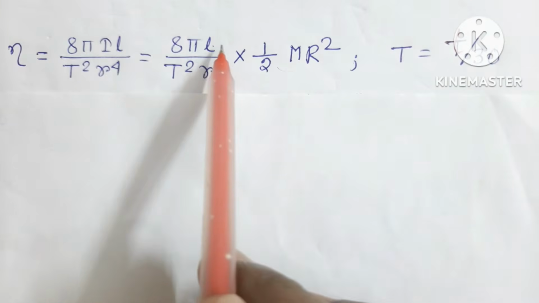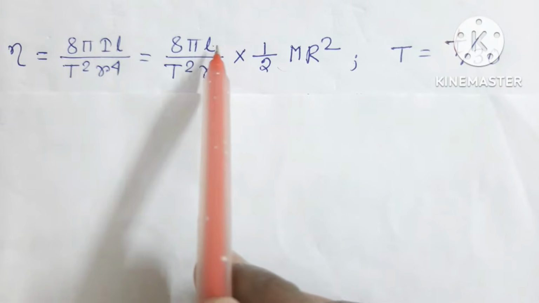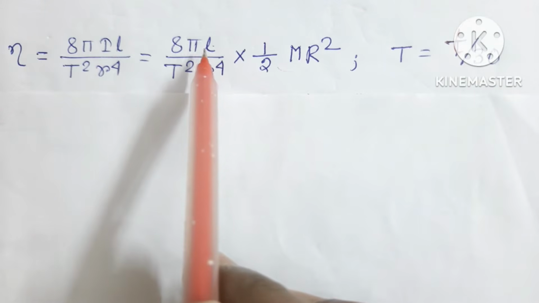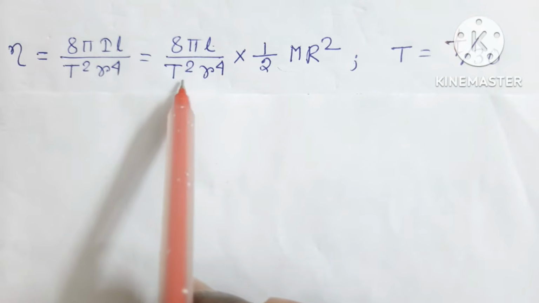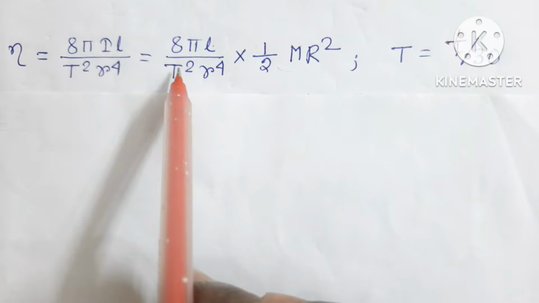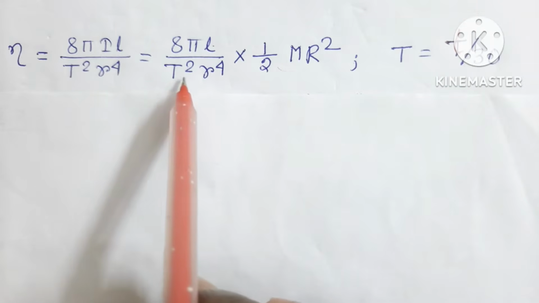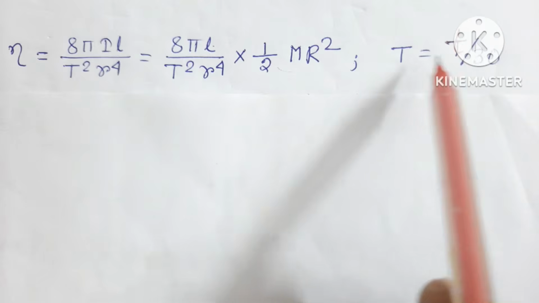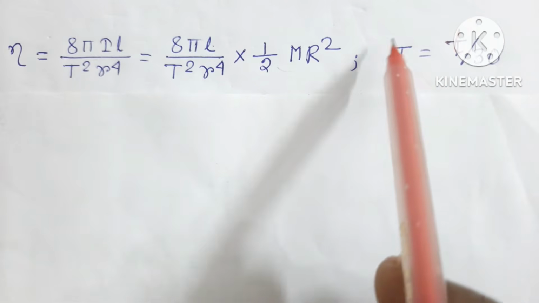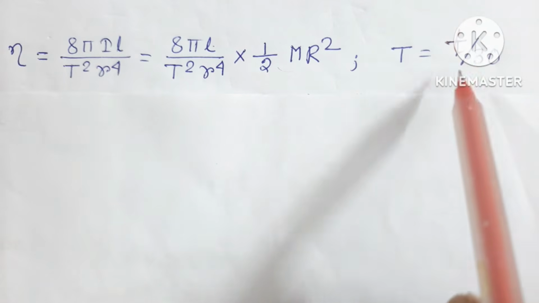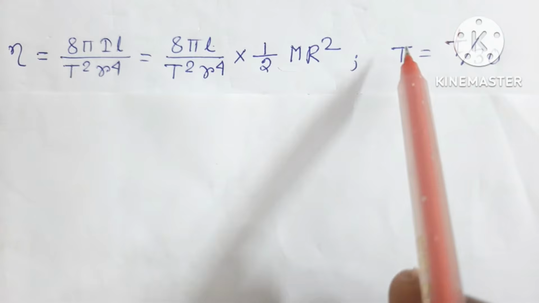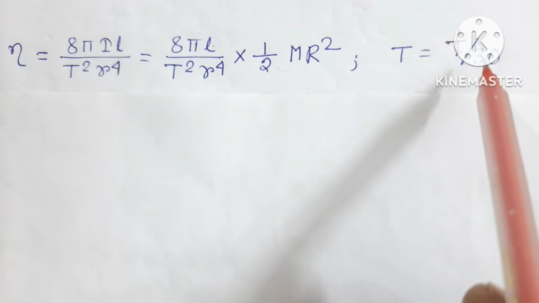Error may come from this term, the small l, which is the length of the wire, and we have measured this length using the meter scale. So from that instrument, error may occur. Error may also come from this T square term, that is the time period. As we know, the time period is T equal to t by 30, the time taken for one oscillation. If you have made 30 oscillations, then you will write capital T is equal to small t by 30.